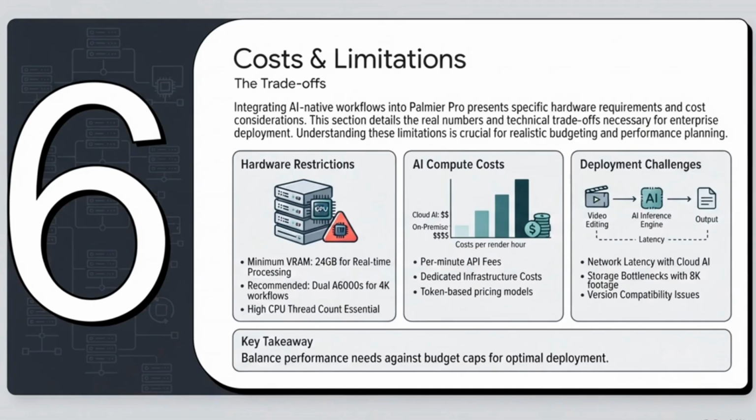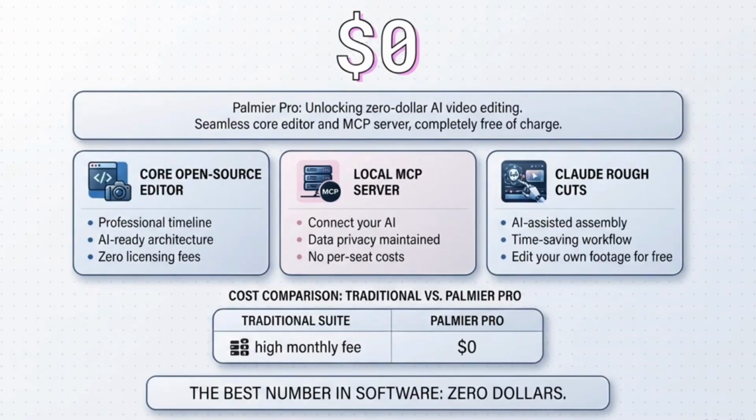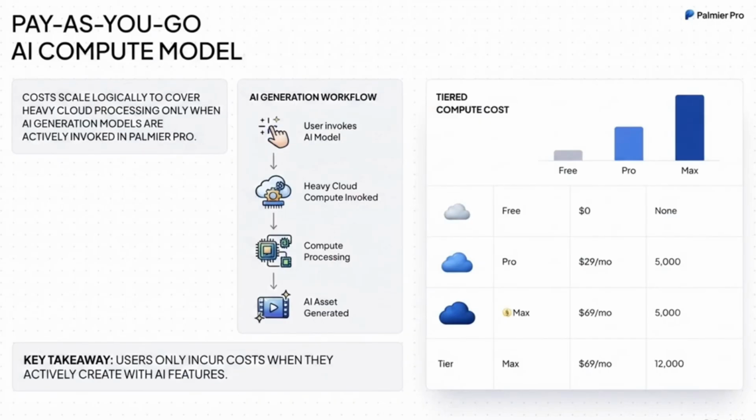All right, let's talk real numbers and hardware restrictions, because there are absolutely some catches you need to know about. First off, let's start with the best number in software: $0. The core open source editor and the local MCP server are completely free. If you just want to edit your own camera footage and have Claude scrub your timeline to assemble rough cuts, it won't cost you a single cent. You only pull out your wallet when you actively invoke those cloud-hosted AI generation models. The pricing scales up logically from free to a pro tier and a max tier. Essentially, you're just covering the cost of that heavy cloud computing processing.